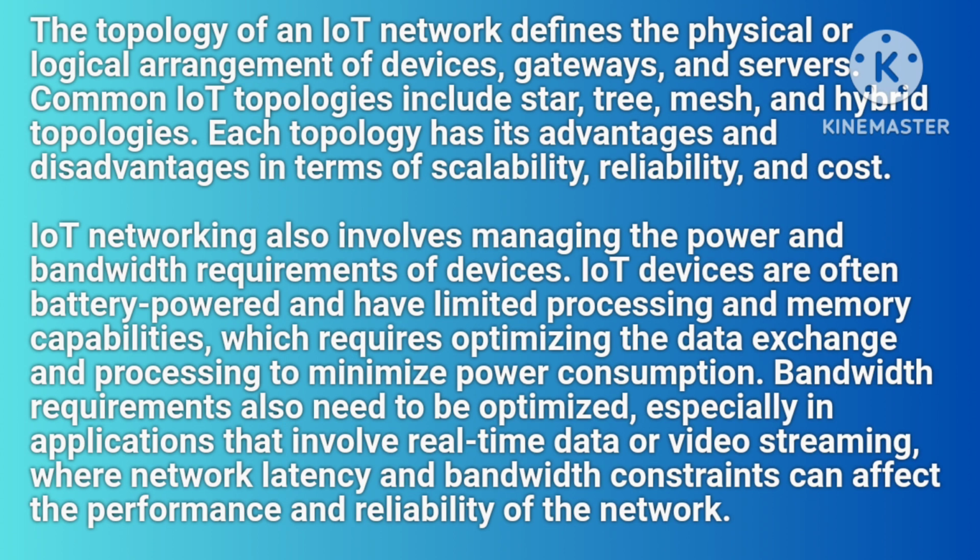IoT networking also involves managing the power and bandwidth requirements of devices. IoT devices are often battery-powered and have limited processing and memory capabilities, which requires optimizing the data exchange and processing to minimize power consumption. Bandwidth requirements also need to be optimized, especially in applications that involve real-time data or video streaming, where network latency and bandwidth constraints can affect the performance and reliability of the network.